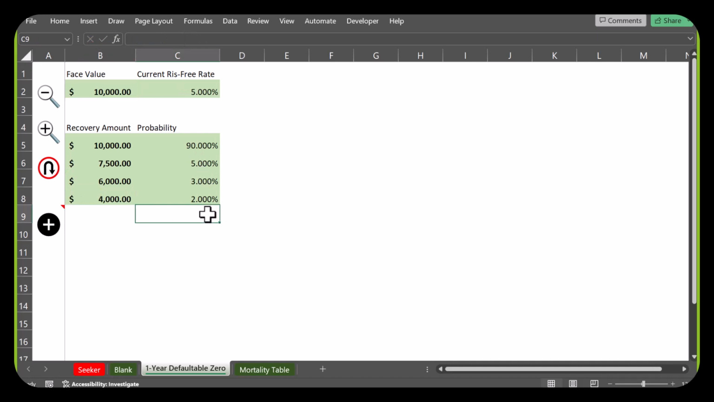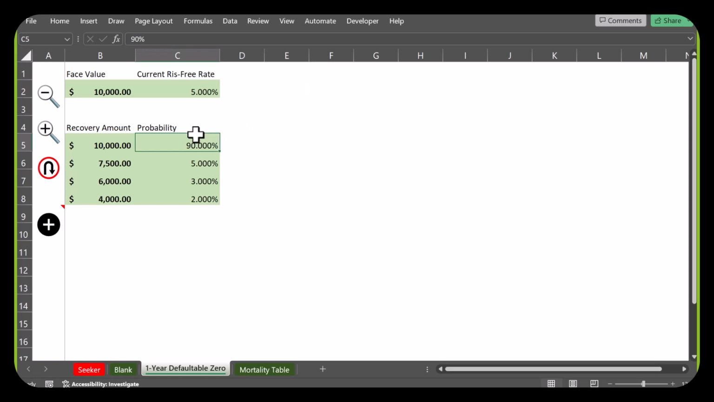Ideally, you would actually use a probability distribution on the recovery ratio and do a simulation, but this is good enough. Remember, those probabilities need to add up to 1. Right? This is basically the probability distribution of the recovery.